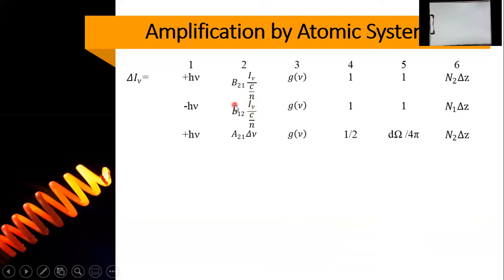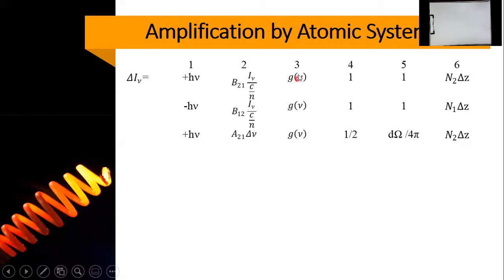For the stimulated emission and the absorption, you have B21 times rho of mu. Rho of mu is I mu over Cn, which we already defined in part number 2. And then here, again, we have H mu times B21 times I mu over Cn, which is again rho of mu, because if you remember, the stimulated emission and the absorption are rho of mu dependent.